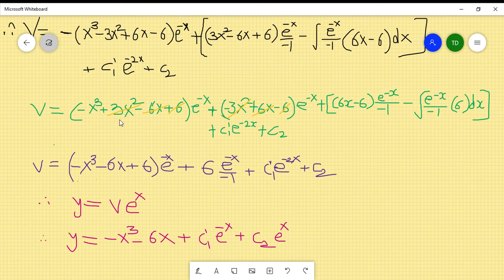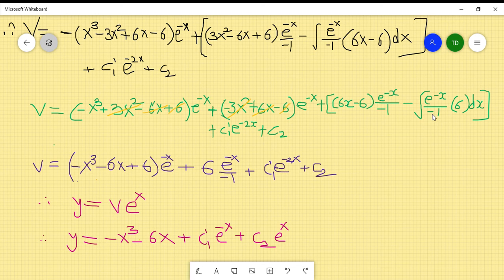Again we see that plus 3x square e raised to minus x and minus 3x square e raised to minus x get cancelled. Minus 6x e raised to minus x and plus 6x e raised to minus x again get cancelled. 6 e raised to minus x and minus 6 e raised to minus x are also getting cancelled, and the remaining things we are collecting. So minus x cube as it is. This bracket is still there. Again there is minus 1 we have to take care of. So this minus 1 along with this bracket makes it minus 6x plus 6, and e raised to minus x we have taken common. Now we have to just deal with this integration.